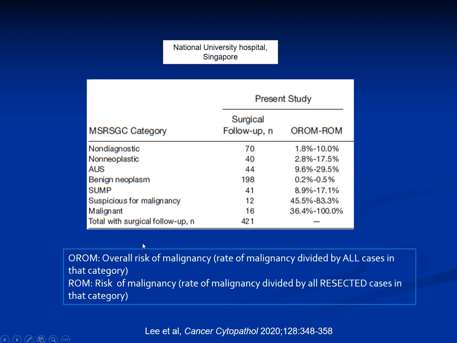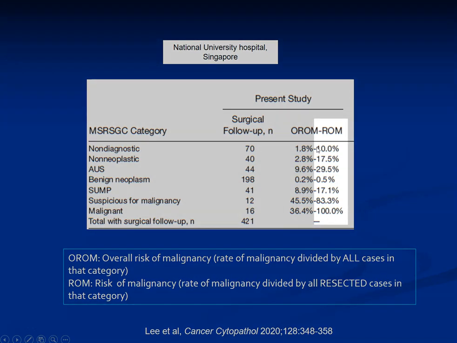This OROM is overall risk of malignancy. This is essentially the number of malignant cases over the entire number of cases in this category, regardless of whether there is surgical resection, versus ROM, risk of malignancy, which is the rate of malignancy divided by cases that have been surgically excised. So I think we can generally focus on ROM for practical purposes.